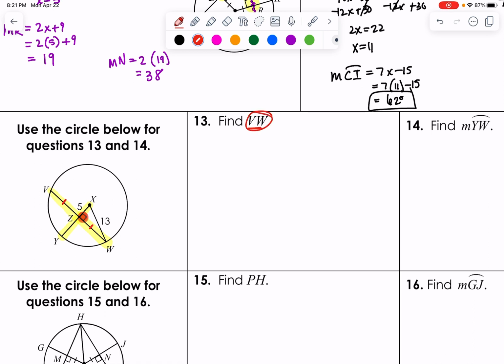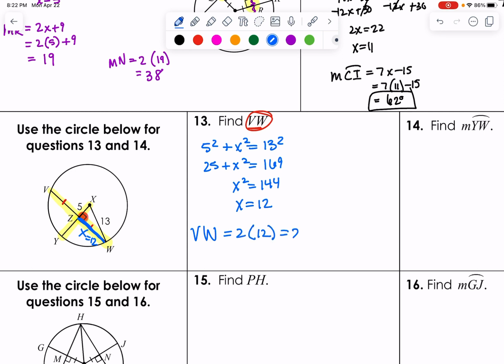So how am I going to find this blue part of the circle so that I can double it? That happens to be the leg of a right triangle. So I can say that 5 squared, I'm going to call this x, plus x squared equals 13 squared. 25 plus x squared equals 169. X squared equals 144. X is 12. Okay, great. This is 12. So VW is 2 times 12, which is 24.